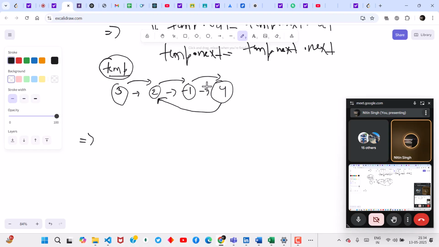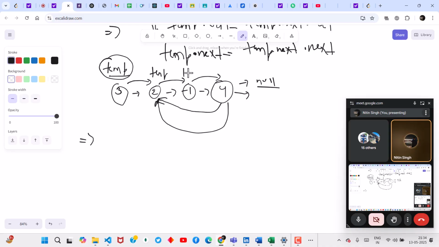If you notice, the moment I move my temp to the next pointer, it won't be null. Although 4 is the last node of my linked list, 4 will never point to null. That means 4 is connected with someone else. The moment I do temp.next, my temp will come here at 2.